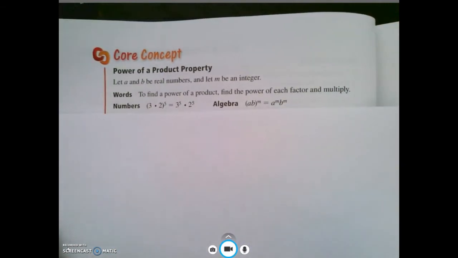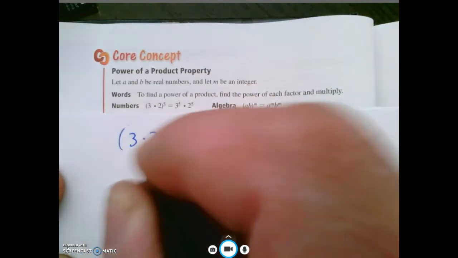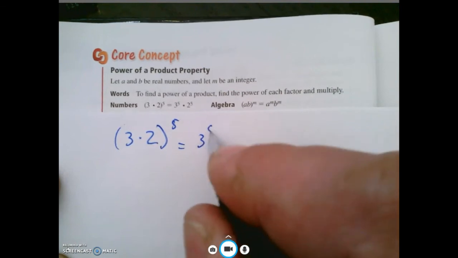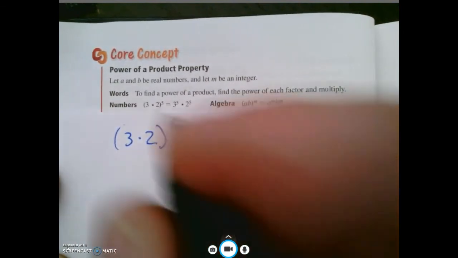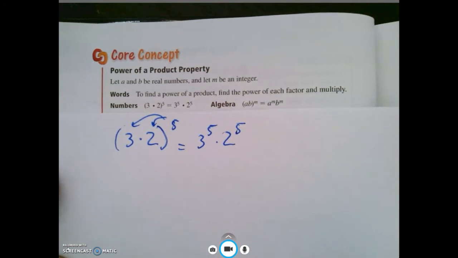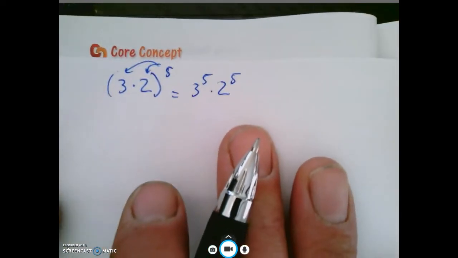Let's go and run through the numbers. That's really what you want to focus on. Sorry, 3 times 2 raised to the 5. And they're saying the shortcut is you go 3 to the 5 times 2 to the 5. So basically, it's like a distribution. It's like the exponent gets applied to both of them. Okay. And if that makes sense to you, you can follow that rule. But if that doesn't make sense to you, let's figure out why it does what it does.